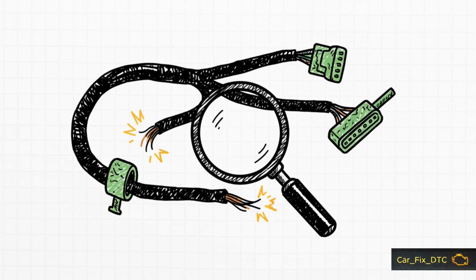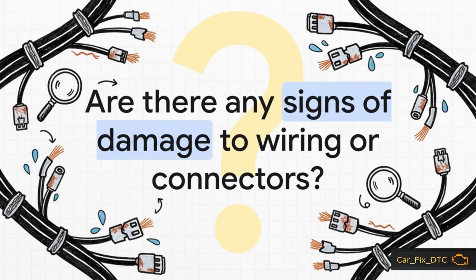The next logical step is to get physical. A lot of the time, the real problem isn't some complex computer failure. It's something way simpler, like damaged wiring. This is where you put on your detective hat. You need to get in there and really inspect the wiring harness that leads to the fuel pump control module. Are those connections tight? Do you see any corrosion, any moisture? Are the wires frayed or damaged? Sometimes the fix is as simple as cleaning a dirty connector or fixing a single broken wire.